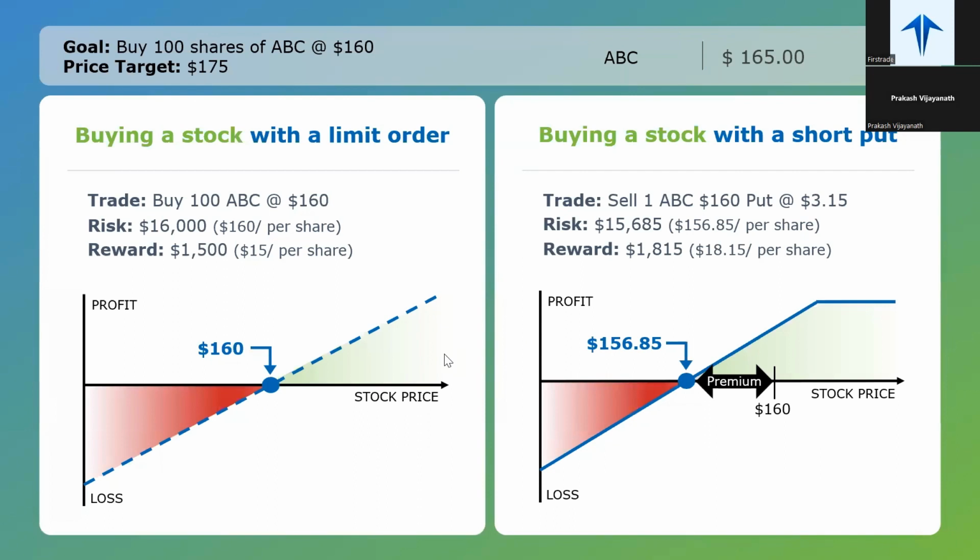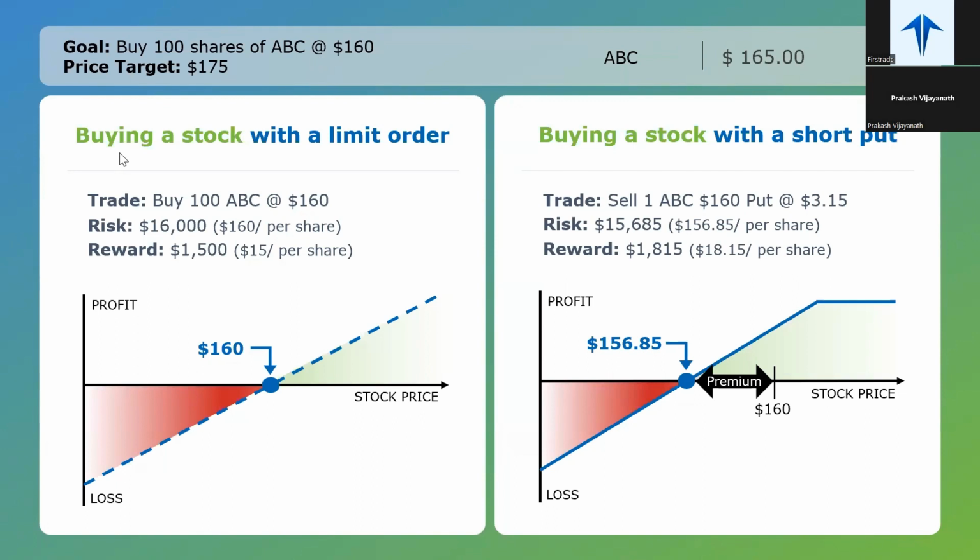So, going through a quick example here, we're comparing the difference between buying a stock with a limit order and buying the stock using the cash secured put strategy. The goal here is to buy 100 shares of ABC trading at 160, and we have a 175 price target in this example.